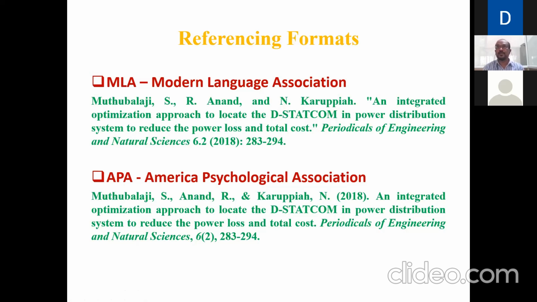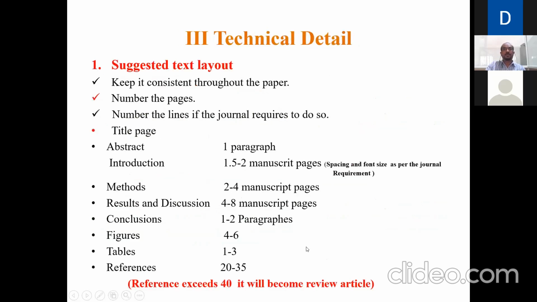But actually the referencing format name is MLA or APA. MLA means Modern Language Association. APA means American Psychological Association, right? So the only difference is the placing of the year. If it is at the end, it is MLA. If it is in front of the author name, it is the APA. So depending on your journal requirement, you can follow these referencing formats.